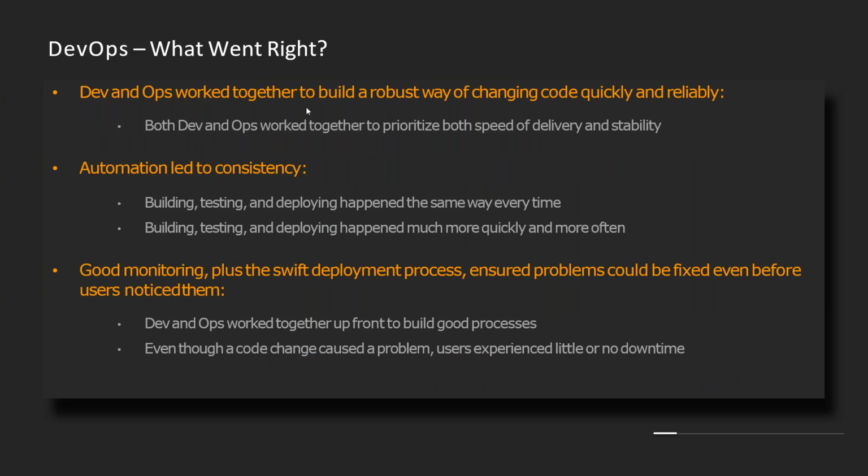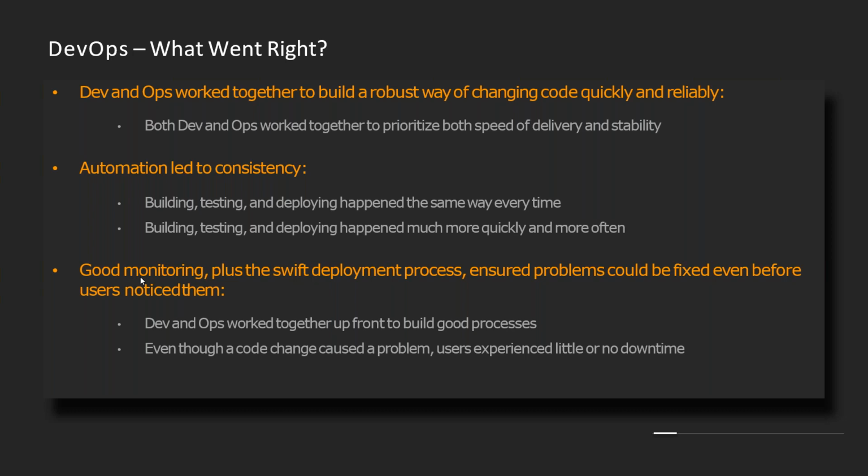So dev and ops work together to build a robust way of changing code quickly and reliably. Both work together to prioritize both speed of delivery and stability. Automation leads to consistency because things are not done manually. It is all automated, scripted in place. So there are very few chances of deployment failures or inconsistency. I don't think there will be any inconsistency if you are doing it with automation. Build, testing, and deployment happen the same way every time you run it. Building, testing, and deploying happen much more quickly and more often.